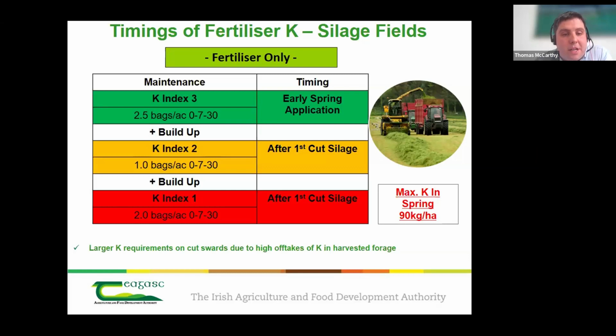And where you're in index 2, we'd follow after the first cut silage with an additional bag to the acre of 0-7-30. And where you're in index 1, that would be another 2 bags of 0-7-30 after that first cut in order to build up into optimal range. So really just to drive home those large offtakes on the cut swards.